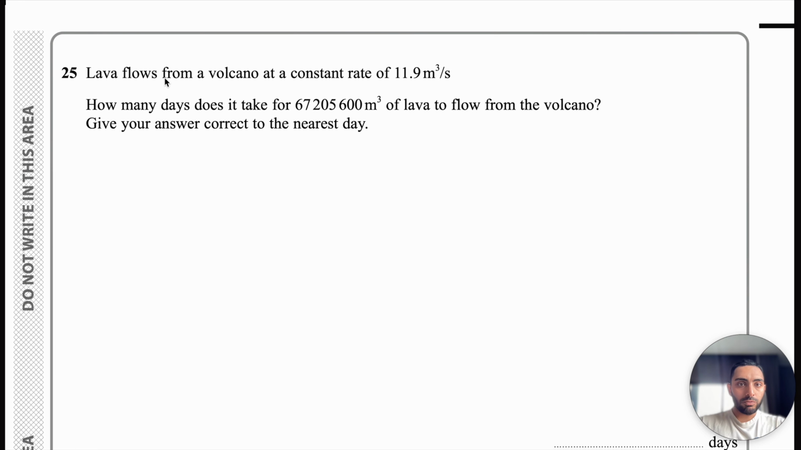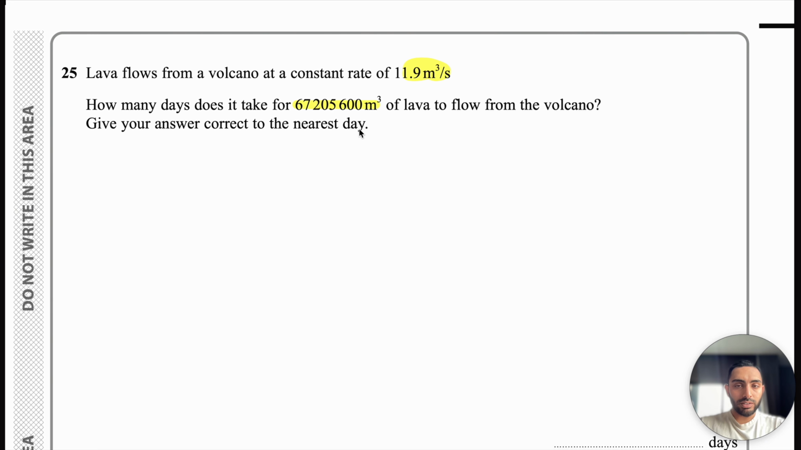Question 25. Lava flows from a volcano at a constant rate of 11.9 meters cubed per second. How many days does it take for 67,205,600 meters cubed of lava to flow from the volcano? Give your answer correct to the nearest day.